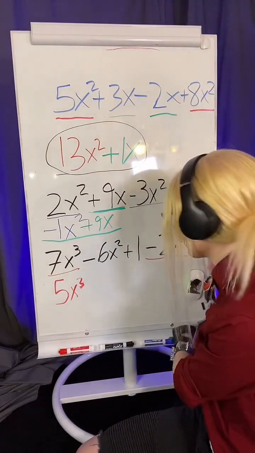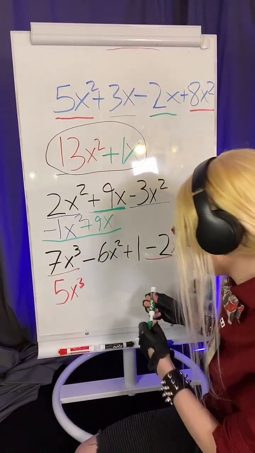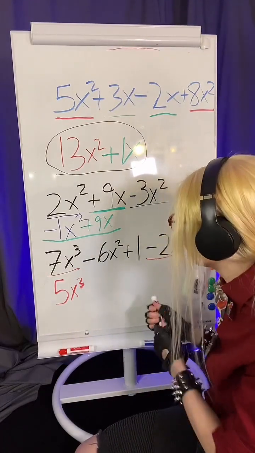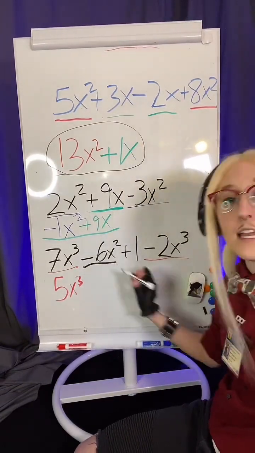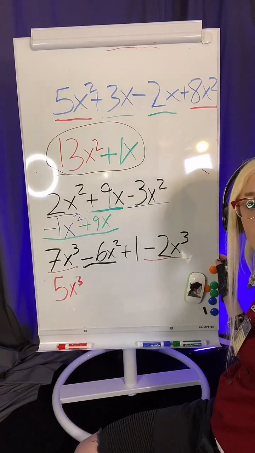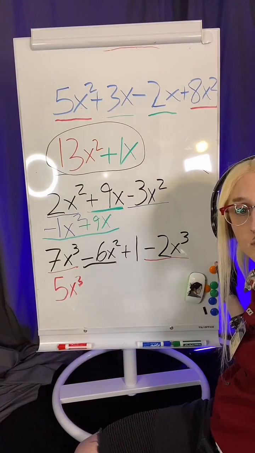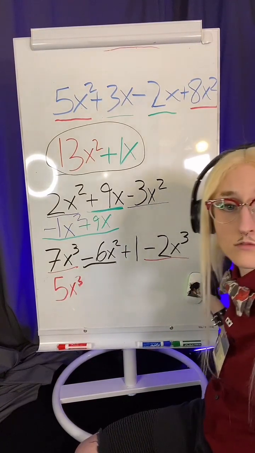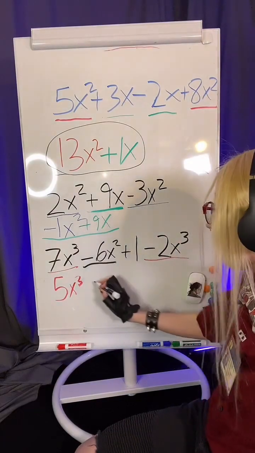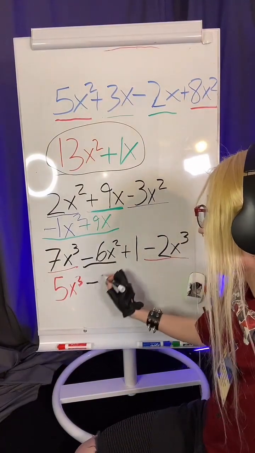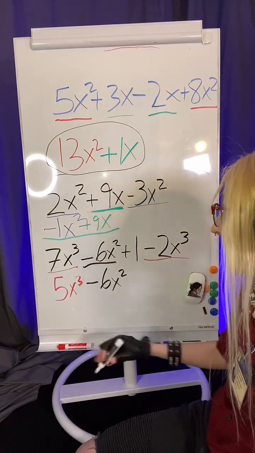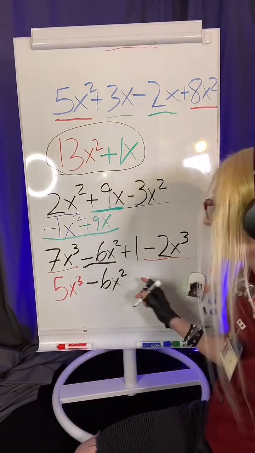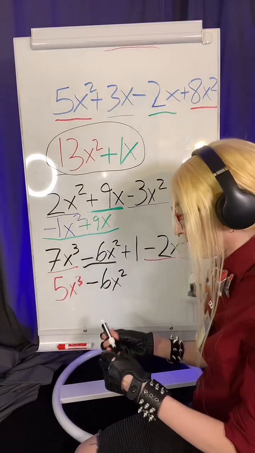All right. So now I go to the next one. And I'll do it in black. Why not? All right, I've got a minus x squared. Do I have any other x squareds in this equation? No, I don't. So I'm just going to write down that number, minus 6x squared. It cannot be combined with anything else. It's already simplified.